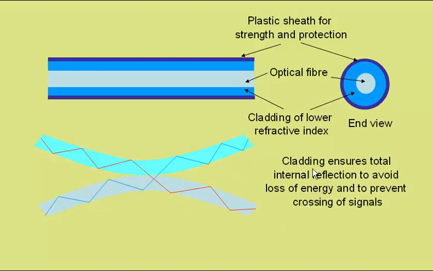The cladding ensures total internal reflection to avoid a loss of energy from the outer face of the fibre and to prevent this crossing of signals.